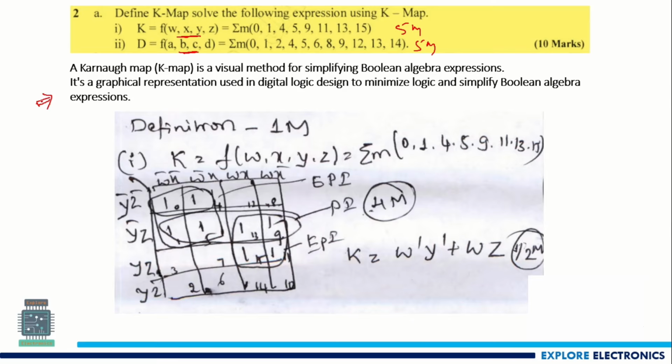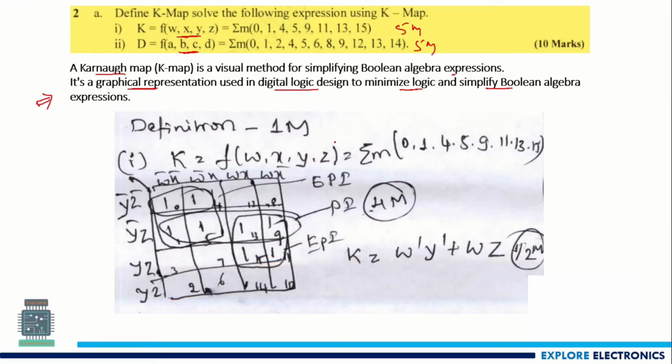Then you need to define the K-map first. K-map is Karnaugh map, a visual method for simplifying Boolean algebra expressions. It is also called a graphical representation used in digital logic or system design to minimize the logic and simplify Boolean algebra expressions.